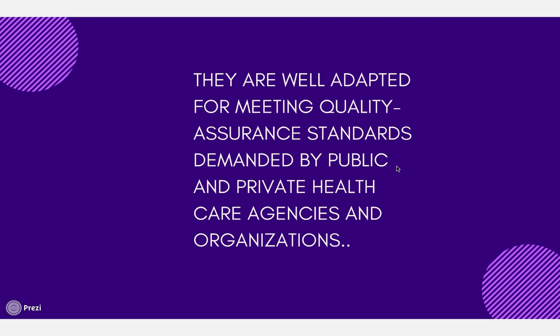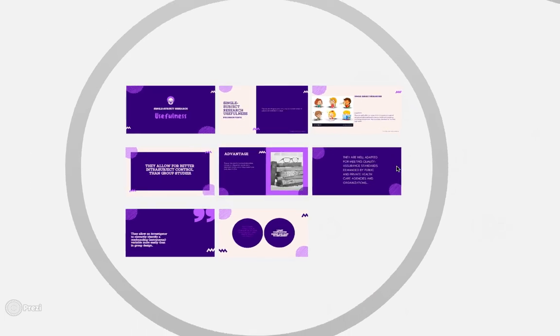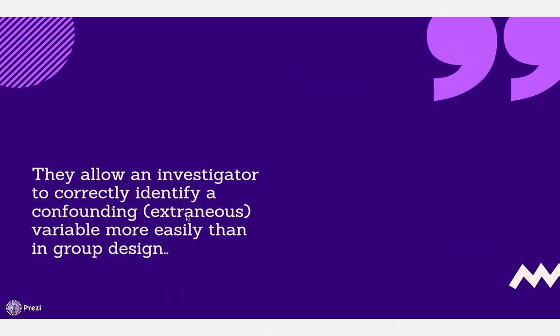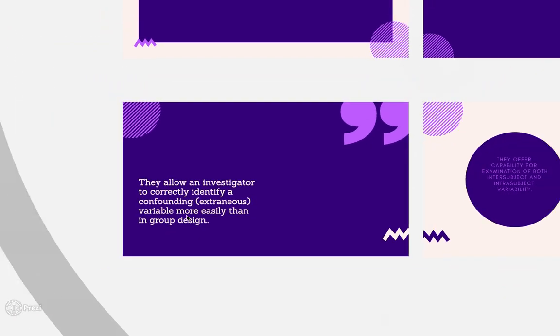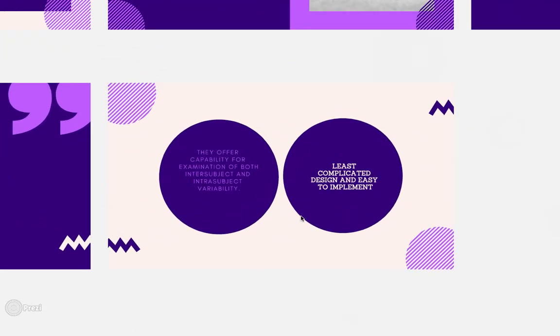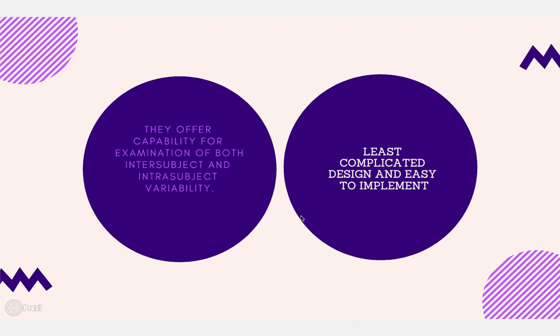They are well adapted for meeting quality assurance standards demanded by public and private health care agencies and organizations. They allow an investigator to correctly identify a confounding extraneous variable more easily than in group design. And finally, single subject research designs offer capability for examination of both intersubject and intrasubject variability. It's the least complicated design and it's easy to implement.